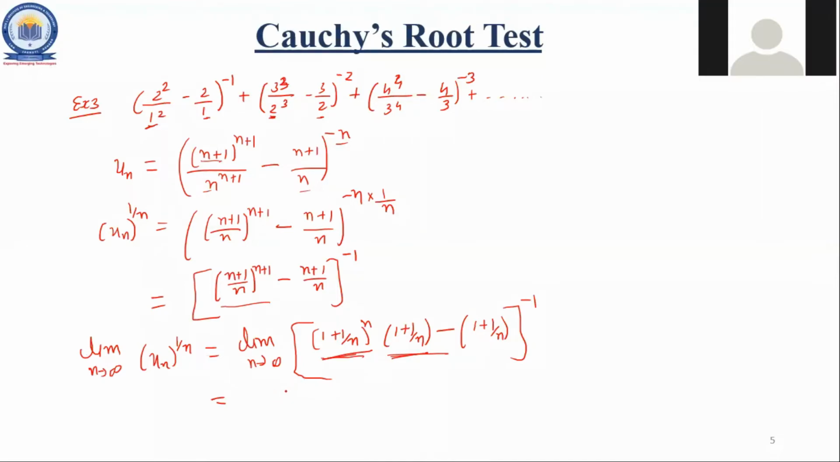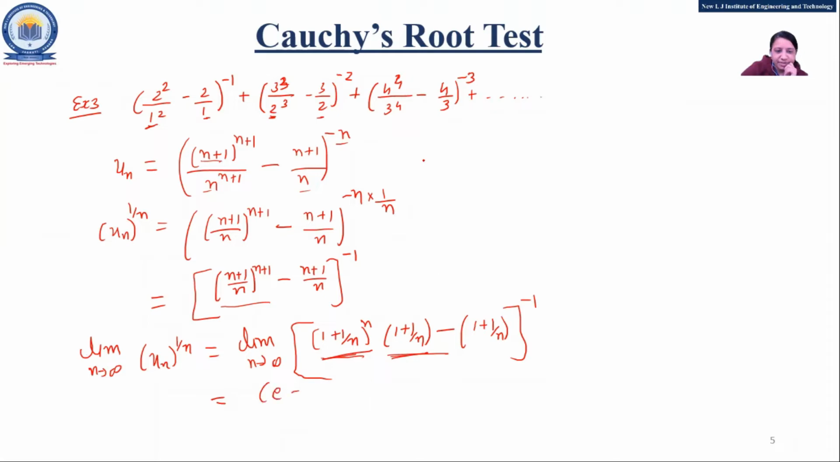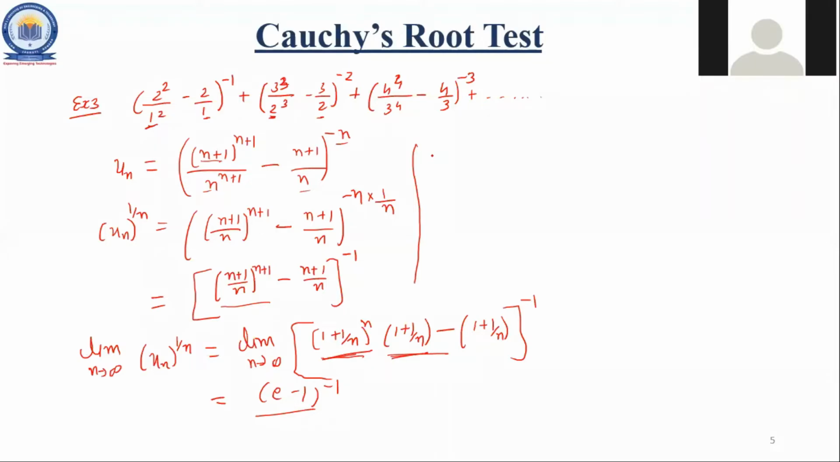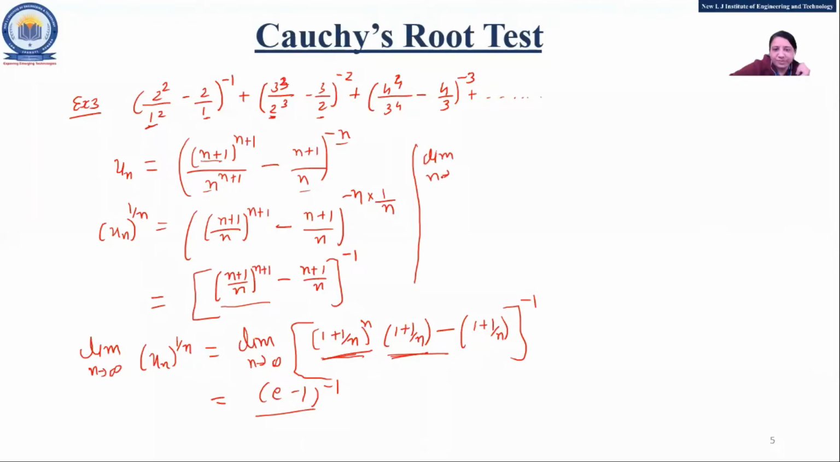How did e raised to minus 1 come? Okay, I'll write the answer e raised to minus 1. But how did it come? Using which term or which concept? That I am asking, ma'am. What I know is the limit as n tends to infinity of 1 upon 1 by n raised to n.